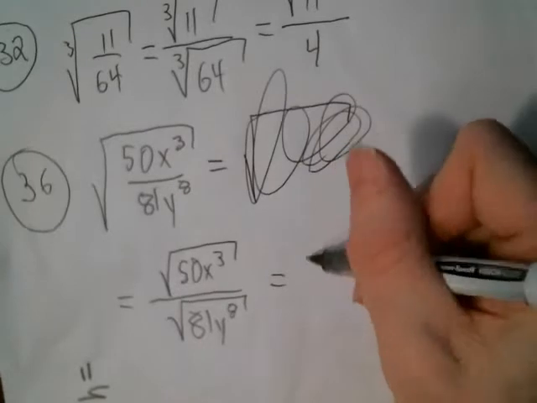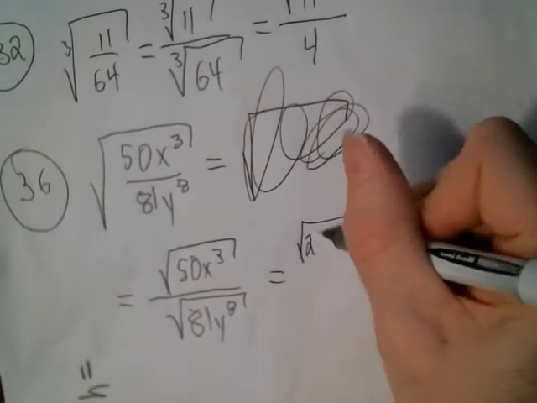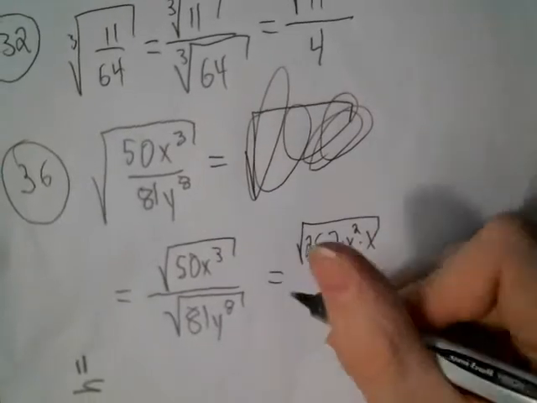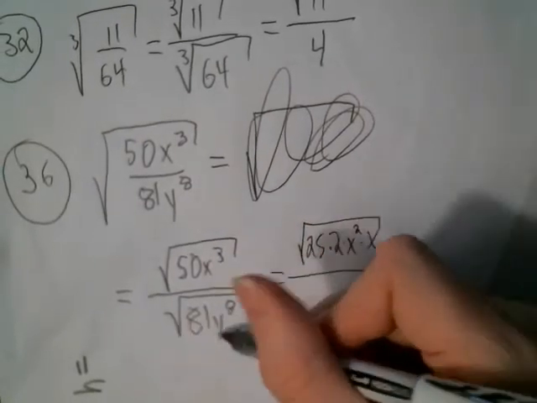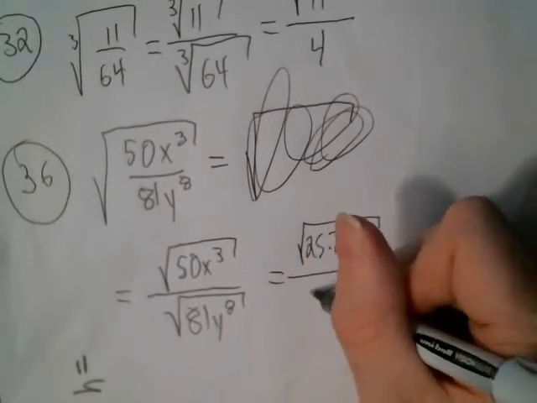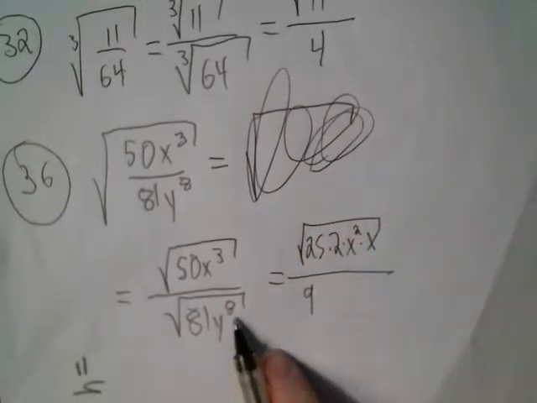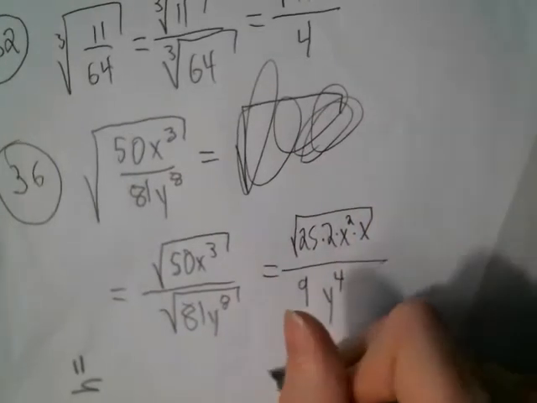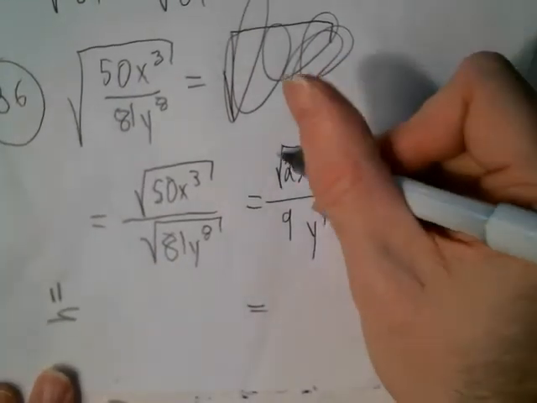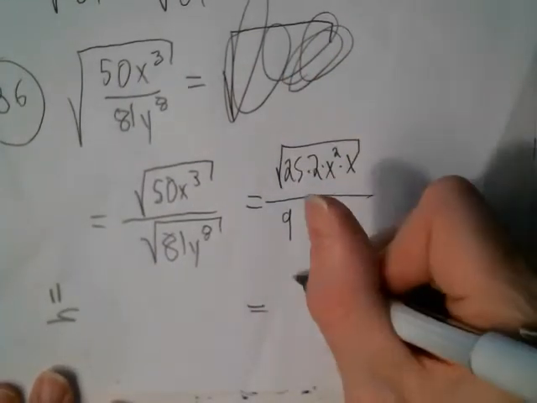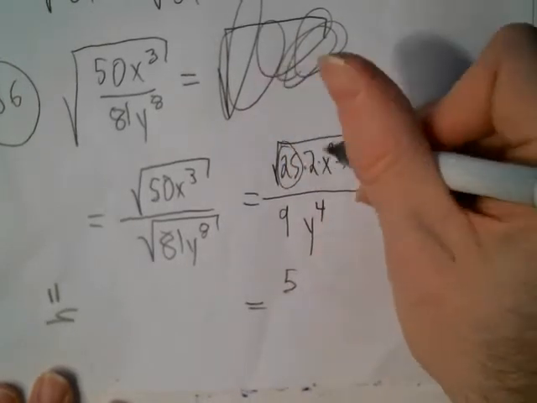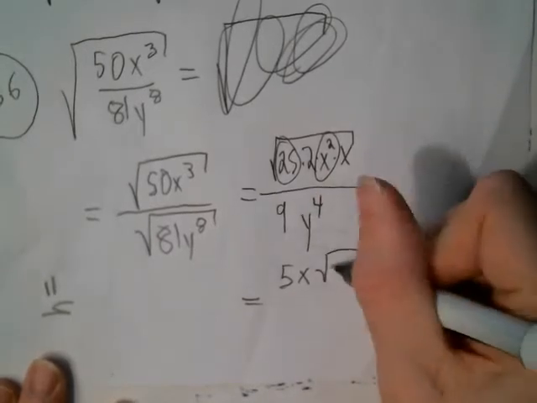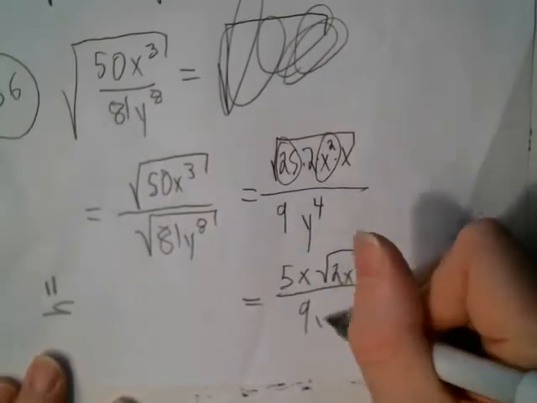I need to factor this guy to march out the perfect square. So this is 25 times 2 times x squared times x. And then downstairs, those are all perfect squares. So the square root of 81 is 9. And then this exponent is divisible by 2, so that'll leave me with y to the 4th. Upstairs, simplifying now, the square root of 25 is 5. So I can march this guy out and this guy out. The square root of x squared is just x, and then I'm left with 2x, and that's all over 9y to the 4th.